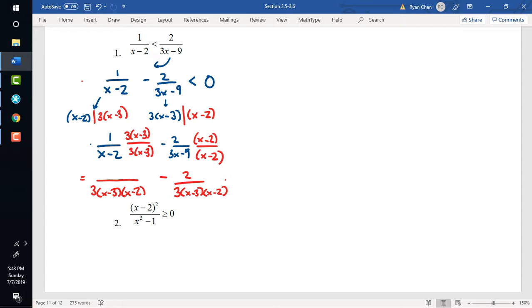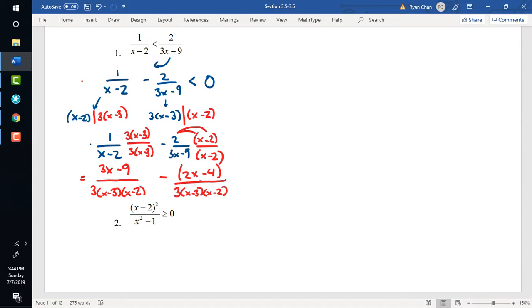So all I'm doing is I'm not actually multiplying them out. I'm just combining them together. I'm putting them next to each other. So I'm just putting all my factors right next to each other. Now here, I will actually have to multiply the top part. So this is 2x minus 4. And then here, if I multiply this out, this is 3x minus 9. Okay.